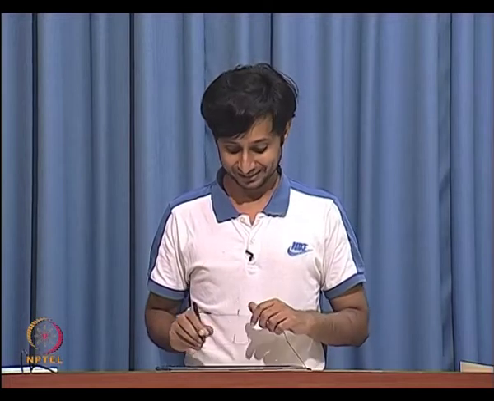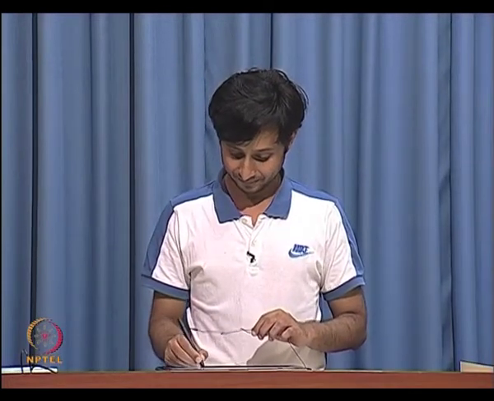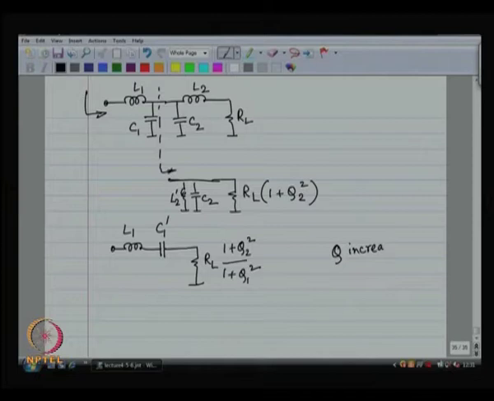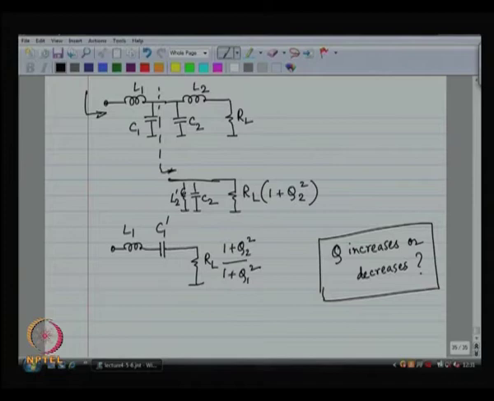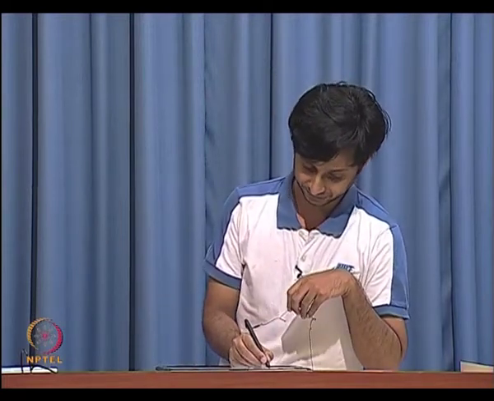Now, the question here is, does this increase the Q or decrease the Q? This is something you need to find out as homework. All right. So, the total Q. Please do this as an exercise. Then there are a couple of other matching networks that are interesting.